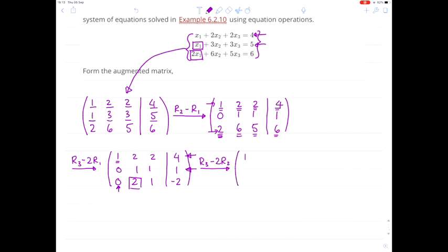So again, write down stuff that isn't going to change, which is our first 2 rows. And now we've got 0 minus 0. We've got 2 minus 2. And we've got 1 minus 2, which is minus 1. And minus 2 minus 2, which is minus 4.